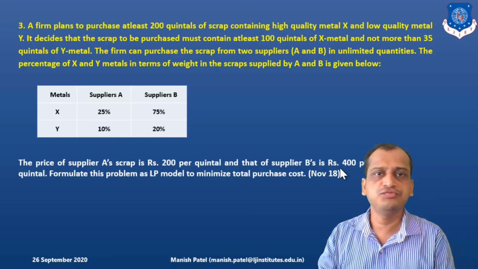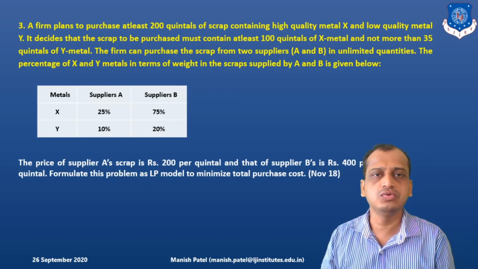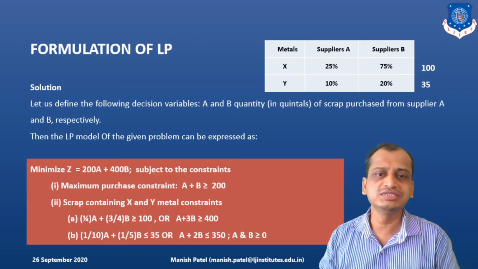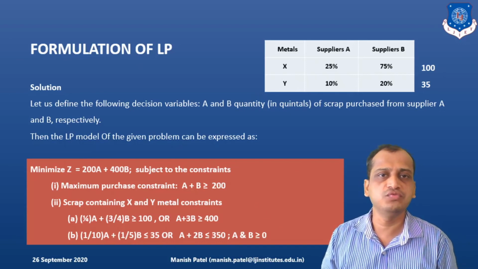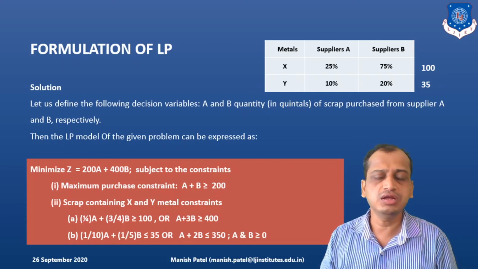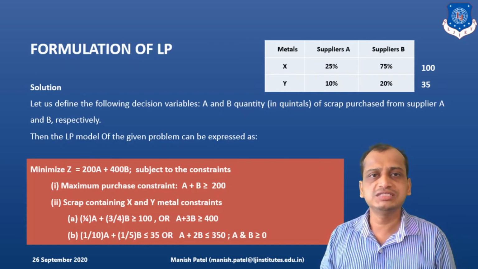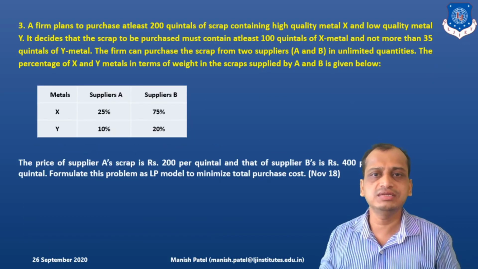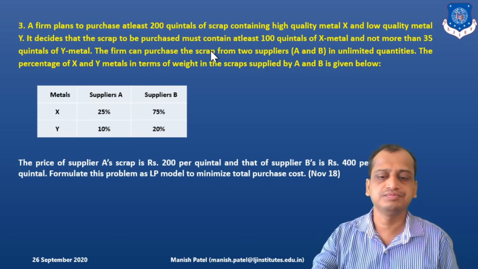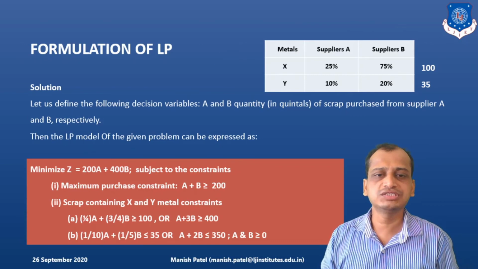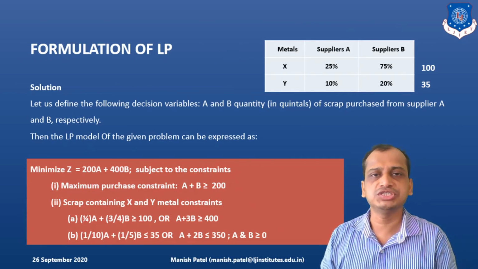Now together, combining the objective function in step 2, the company wants to minimize the contribution of these two suppliers, which is nothing but minimize Z equal to 200A plus 400B. Obviously A and B are greater than or equal to 0, which is the non-negativity constraint. Secondly, one more constraint is that A plus B should be greater than or equal to 200. Where did we get this? In the first line, the firm plans to purchase at least 200 quintal of scrap. So that is our first constraint.